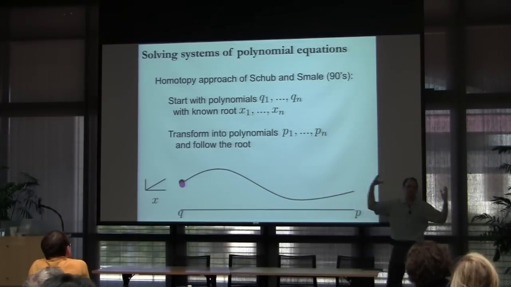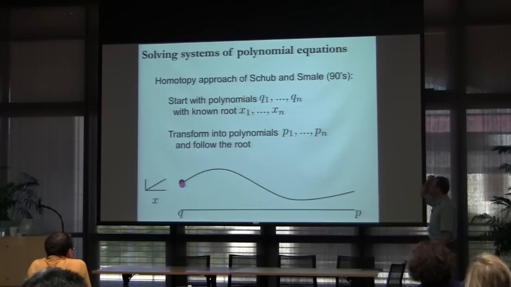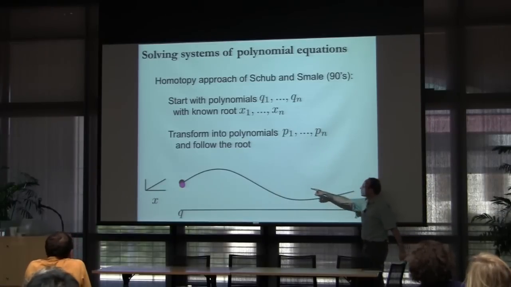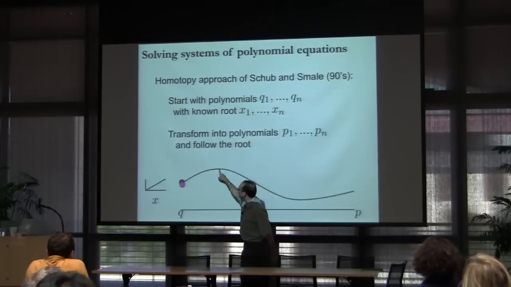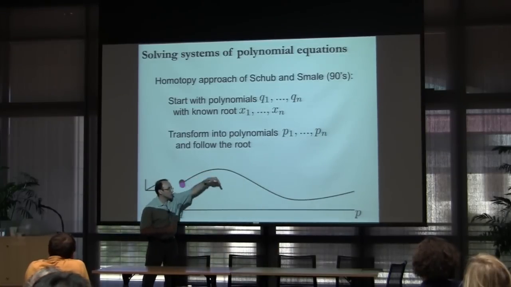How? Just some naive homotopy. Each qi moves to a pi, maybe linearly. They actually do things projectively, but that's a small detail. The point is, they'll turn q into p and follow the solution as you go. Here, I've sort of drawn it in. This is a high-dimensional space. The solution's going all over the place.